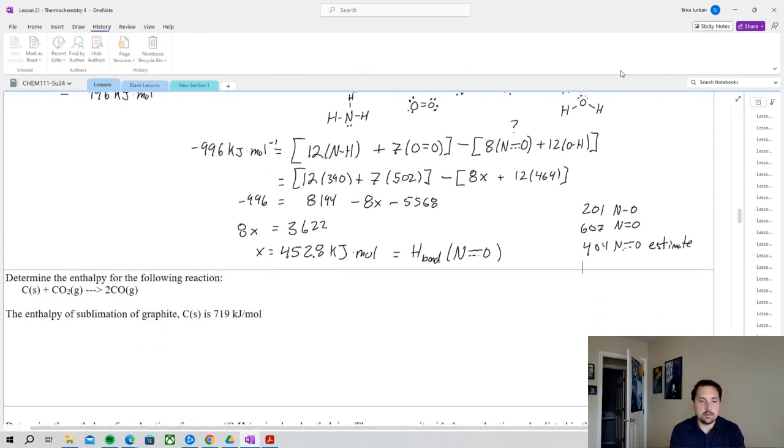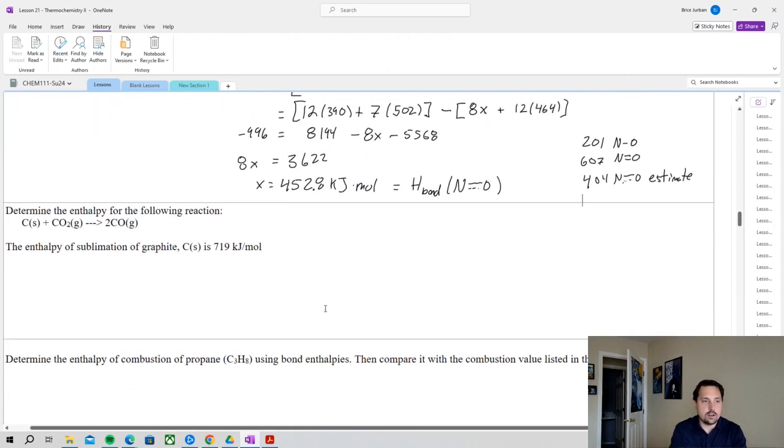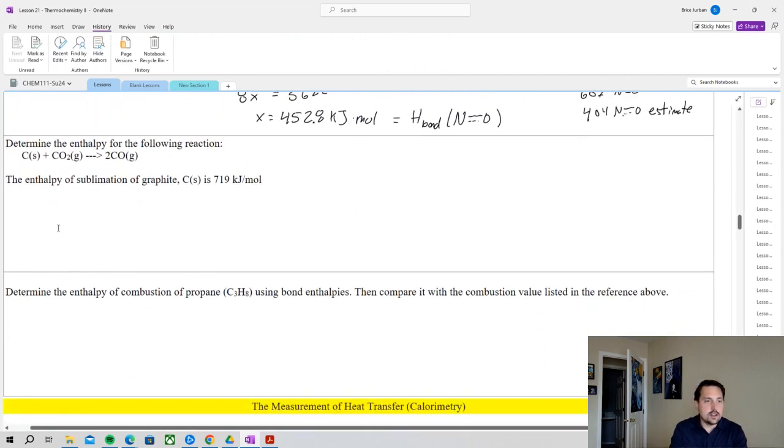Okay, so that is that problem. I got two more difficult ones here to practice. Let's look at the enthalpy of this reaction where I have carbon in its solid form. This will be graphite. And I react it with carbon dioxide to give us carbon monoxide. And we know that the enthalpy of sublimation of graphite is 719 kilojoules per mole.